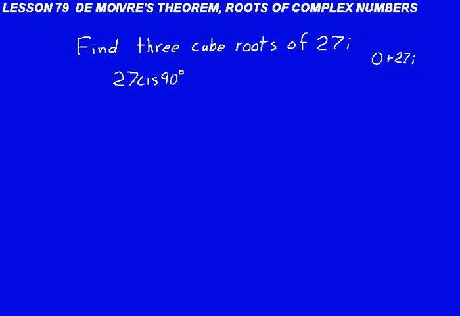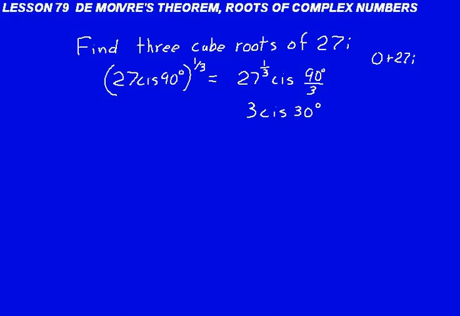Now we want the 3 cube roots of that number, or in other words, that number to the 1/3 power. Use De Moivre's Theorem backwards now. And let's find the first root. It would be 27 to the 1/3 cis of 90 over 3. 27 to the 1/3 power, the cube root of 27, is just 3, cis of 30 degrees.